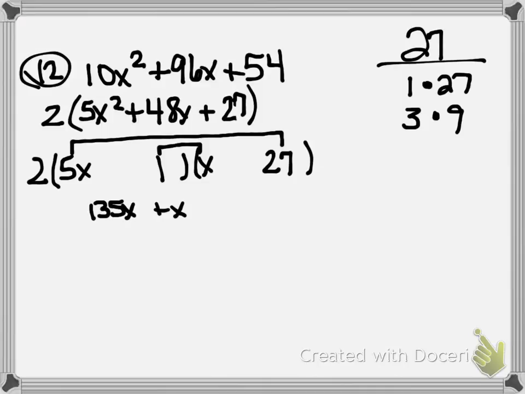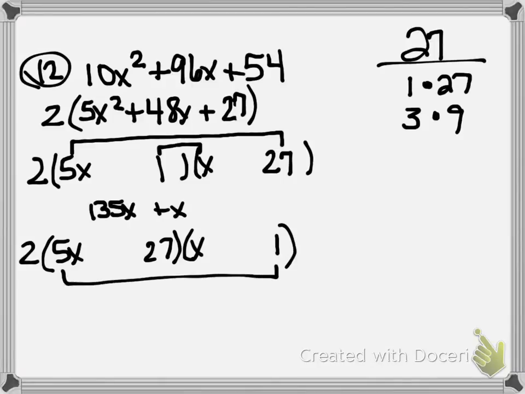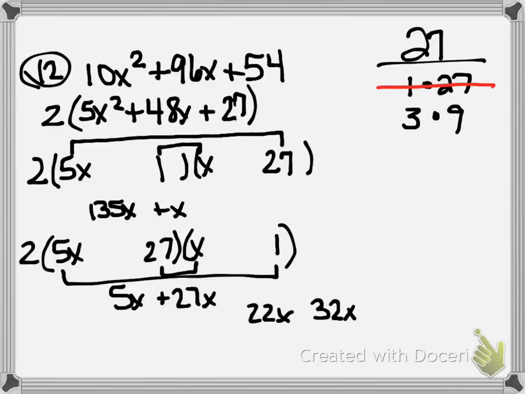Okay, so definitely that combination doesn't work. But what if we switched the 27 and the 1? Now we would have 5x and 27x. We're trying to get to 48. Will that get us to 48? It could be 22x, or it could be 32x, but never 48. Therefore, 1 and 27 is not going to work.